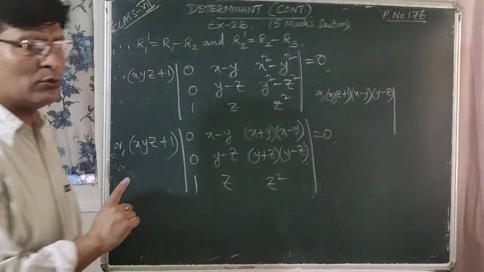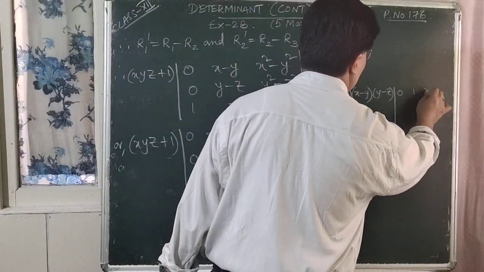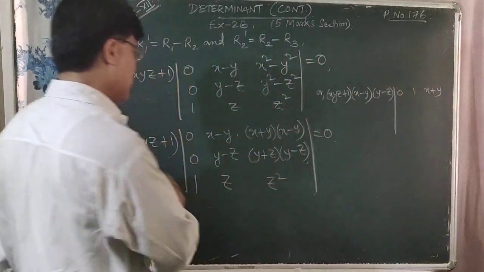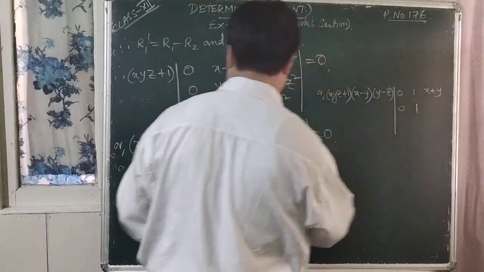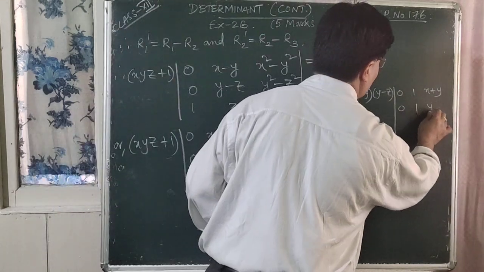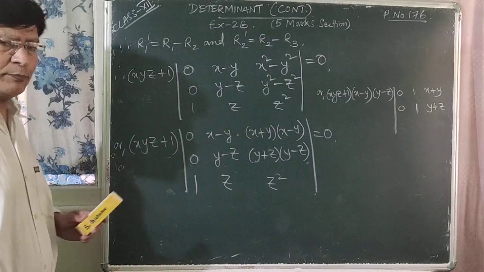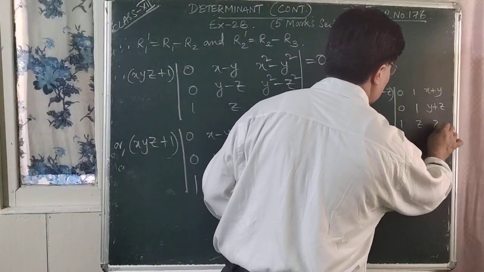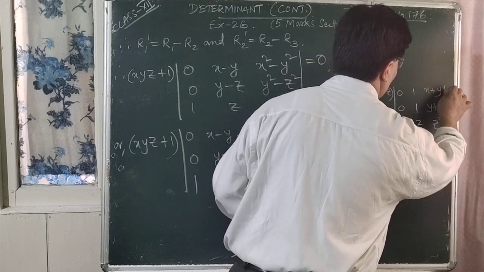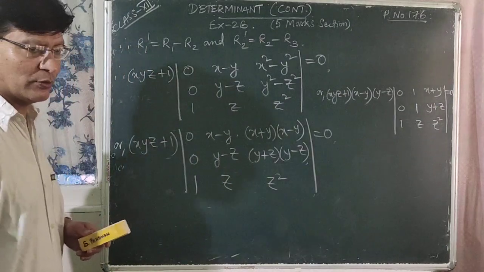So what is the new first row? 0, 1, x plus y, right? Then second row, 0, 1, y plus z, right? This is the new second row, and third row remains same. That is 1, z, z square, which is equal to 0. Is that clear now?